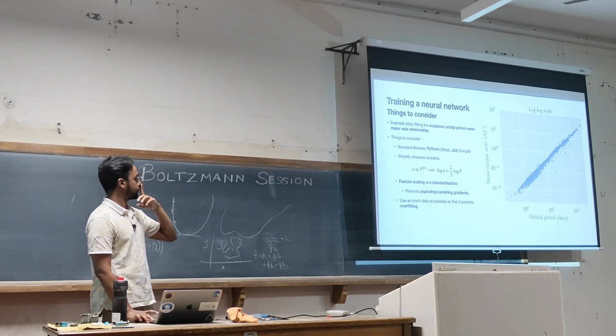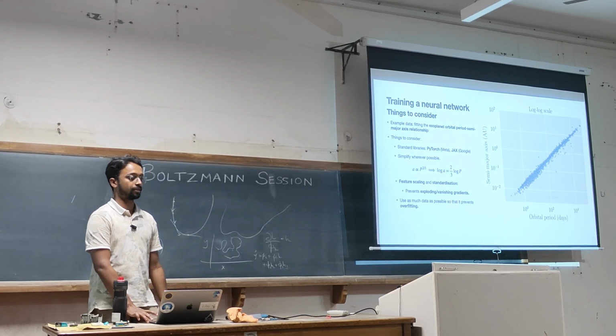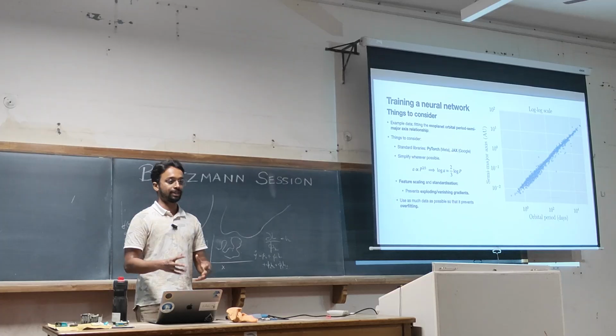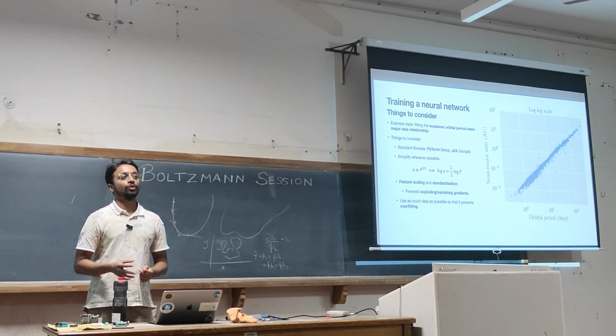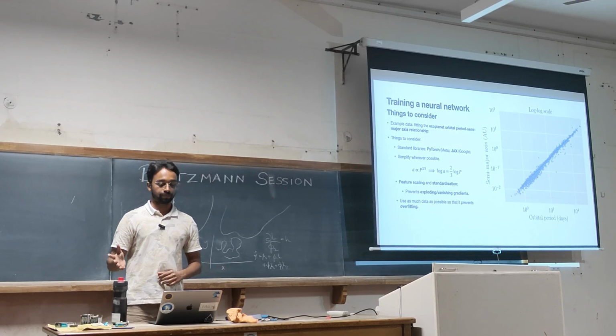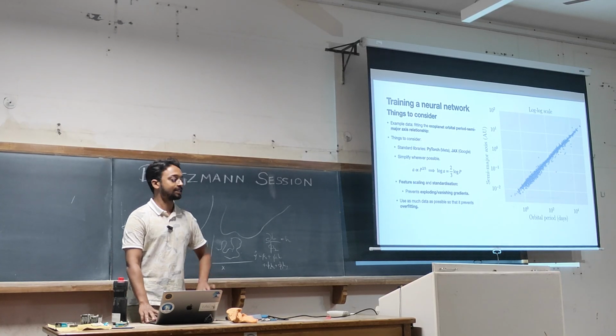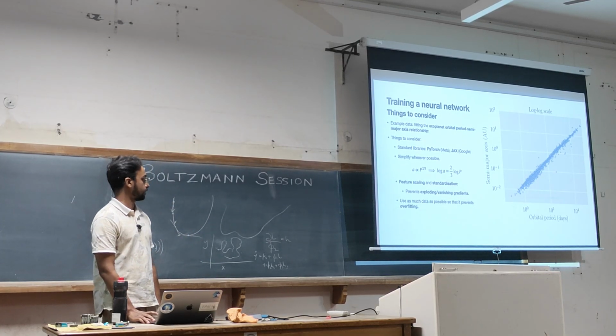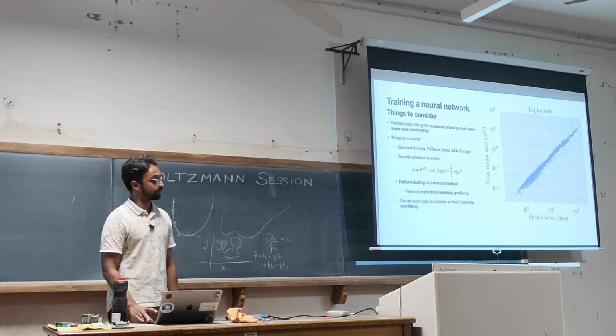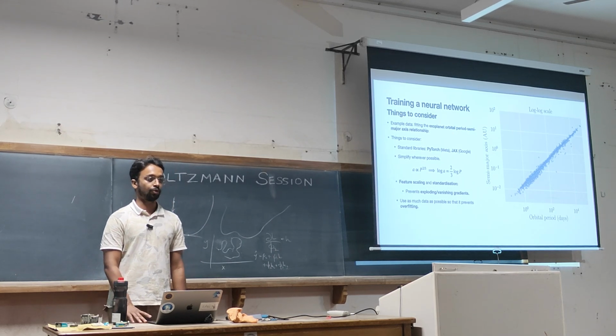So this is the idea of feature scaling and standardization of your data set. When you do these things, your network learns quite well, and it also doesn't run into numerical errors. So this is the general idea of simplifying wherever possible. And additionally, you also want to use as much data as possible to prevent overfitting.